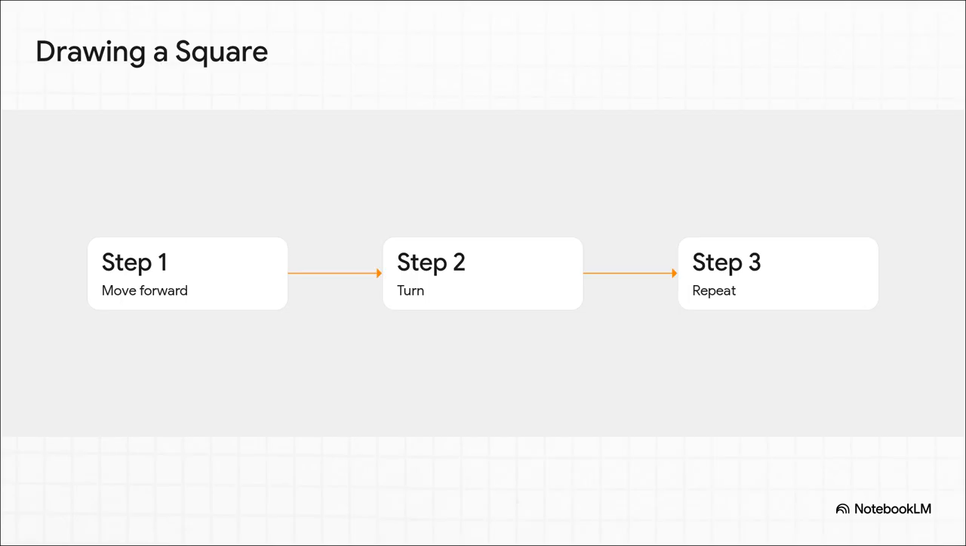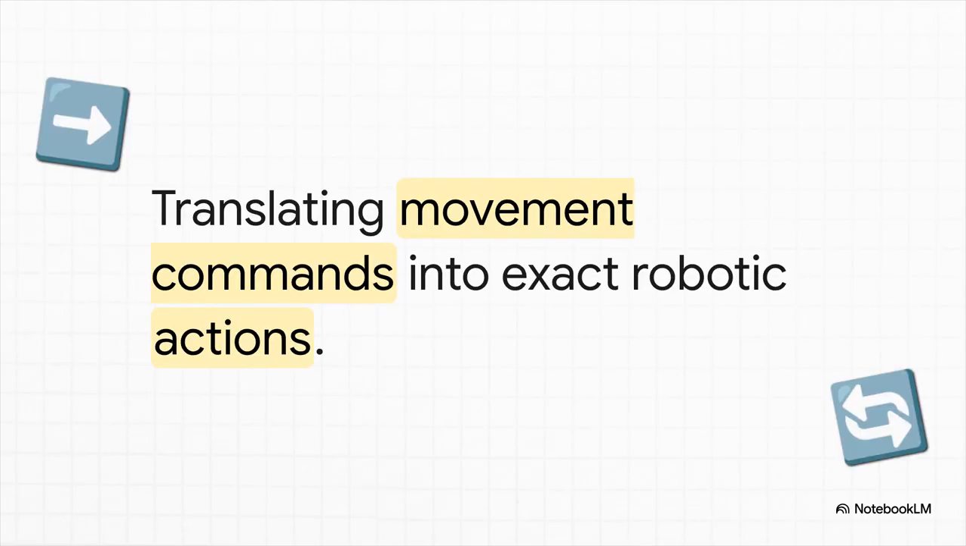Forward, turn, forward, turn. By doing this, we are translating movement commands into exact robotic actions. We take this broad conceptual idea like a square, and we actively replace our human intuition with rigid, programmed logic. This is the very essence of software development for robotics. You have to break the physical world down into distinct mechanical steps. Because if your step-by-step logic map is flawed, the robot's physical movement will be flawed.